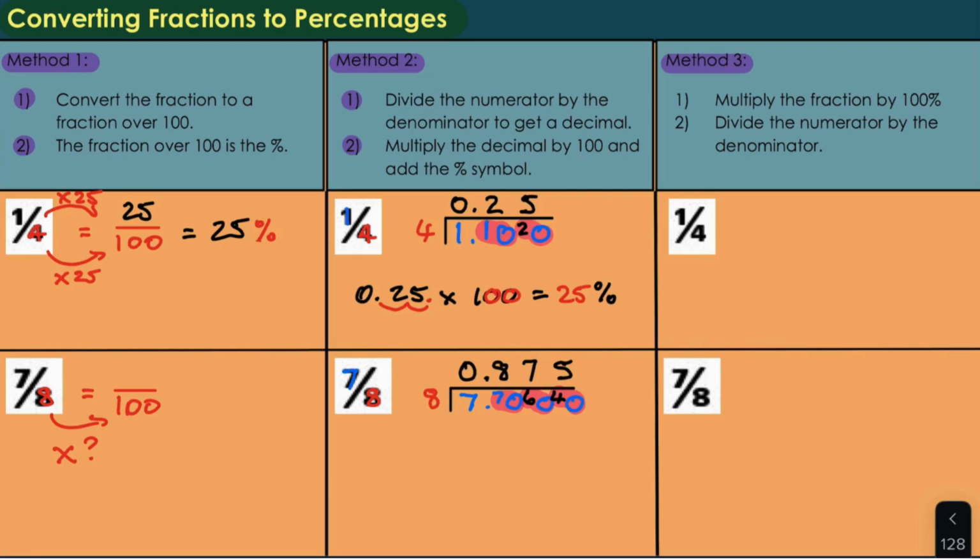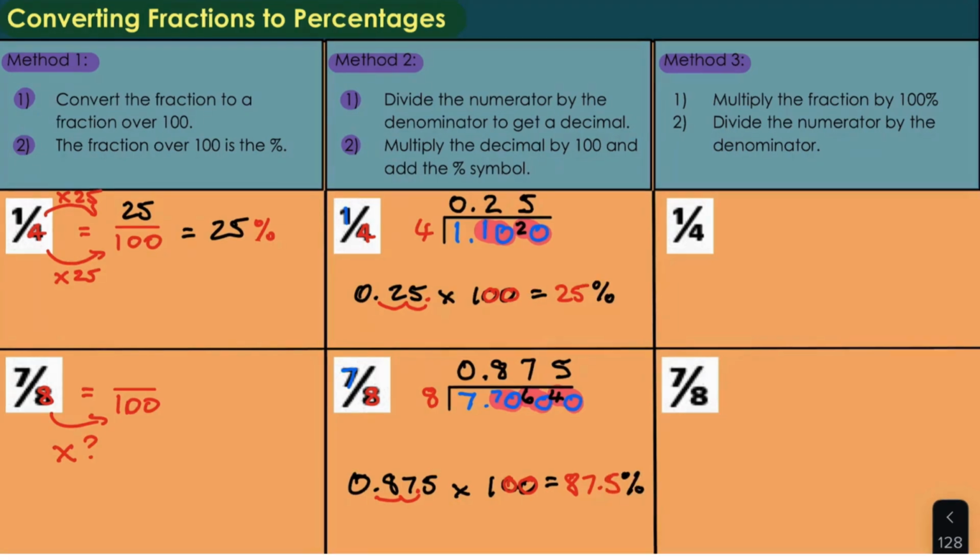So, step 2, multiply the decimal by 100 and add the percentage symbol. Again, 100 has 2 zeros, so we can move that decimal 2 places. 1, 2, and it's over here. And we can see the number 87.5%.